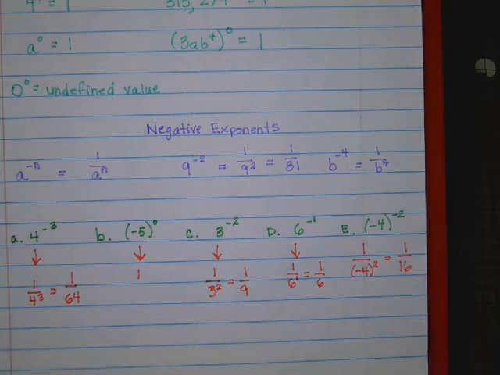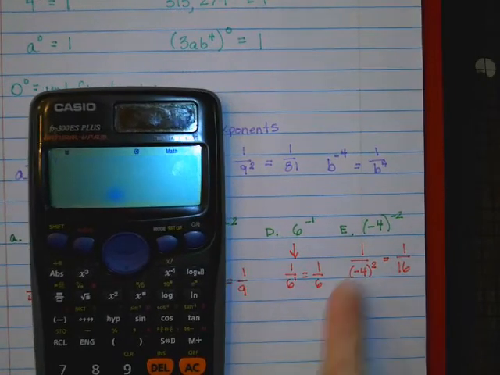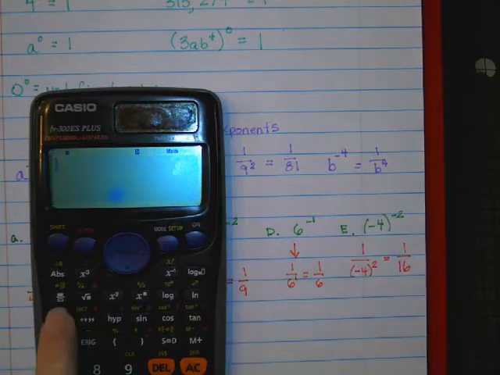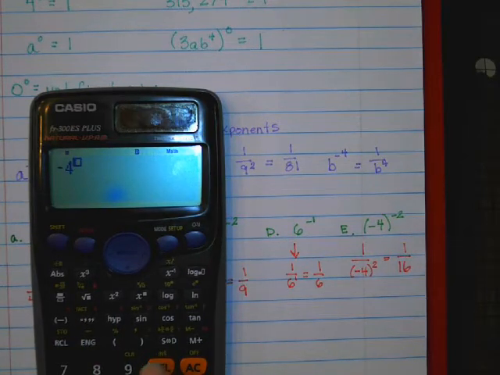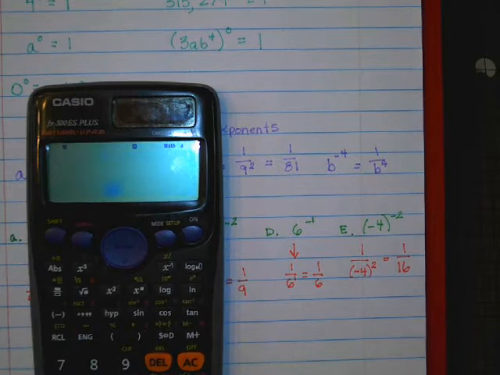So let's bring this back up onto the screen here. If you did not put your parentheses in here, and you just try to do -4 and raise it to the -2, we're going to get -1/16, and that is not the correct answer. But if I put in parentheses -4 and I raise it to the -2, I'm going to get the correct answer.